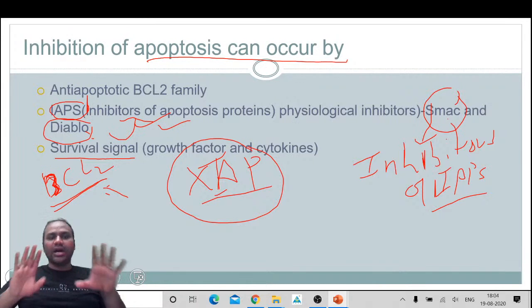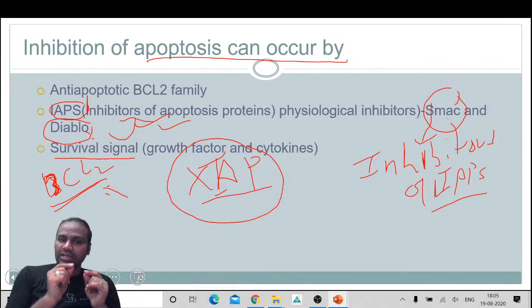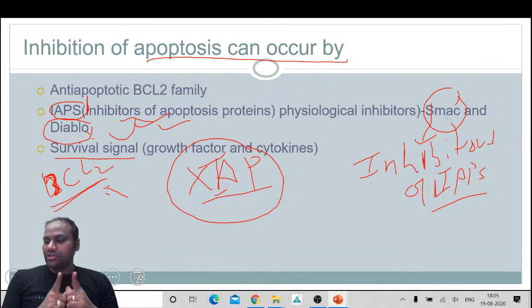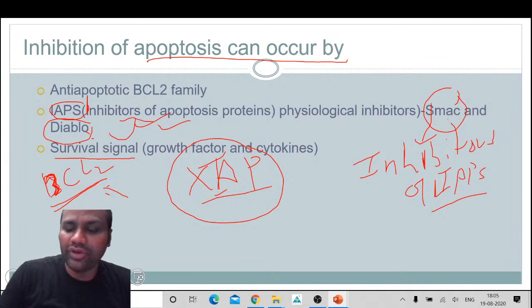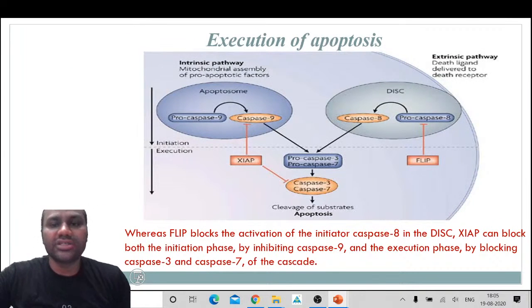Okay, in this way you can do regulation. Now there is one more thing which is important: FLIP. So what is FLIP? FLIP is FLICE inhibitory protein. We'll talk about that. But let's first come to the execution of apoptosis.